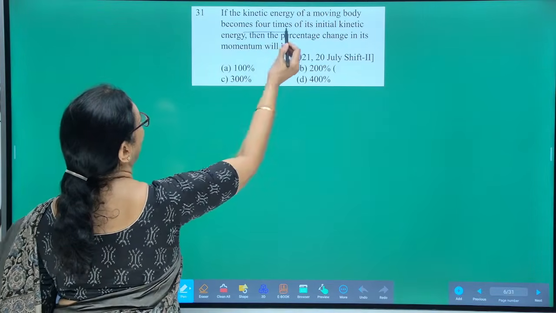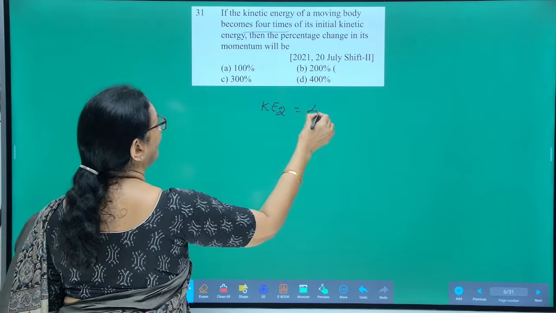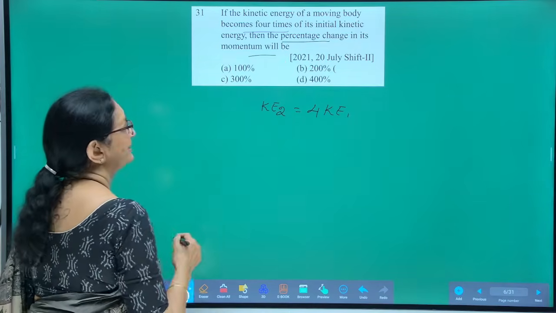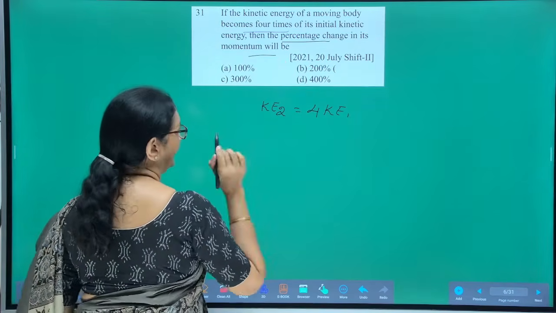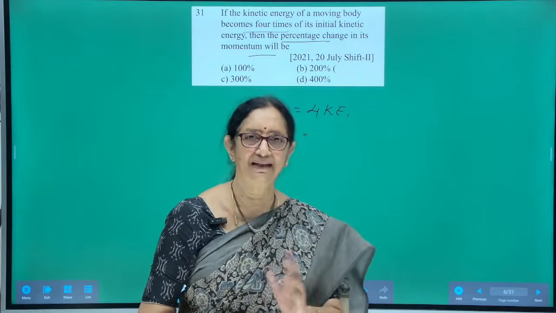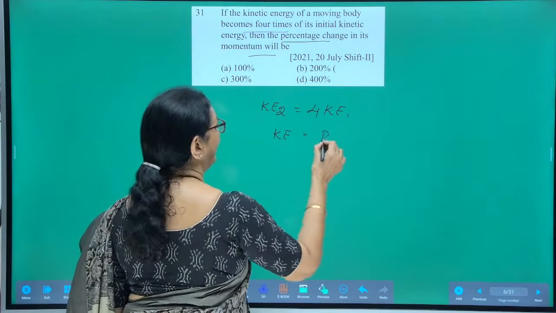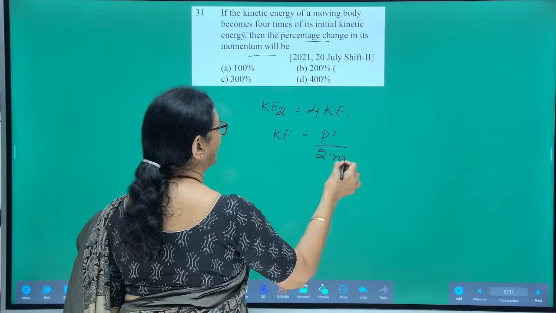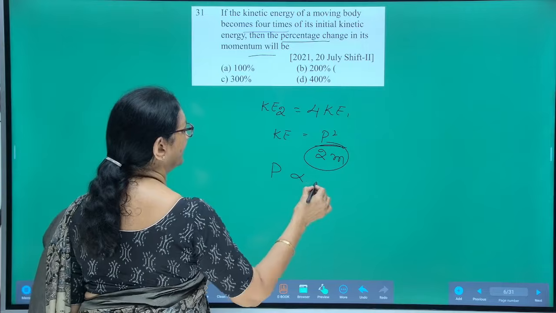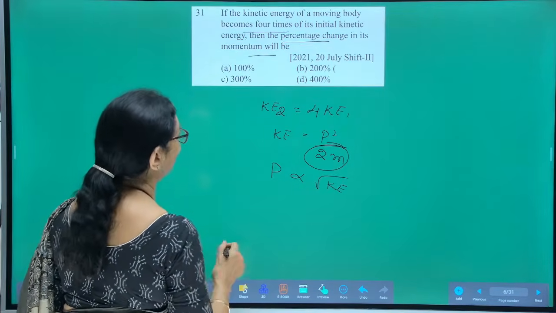The kinetic energy of a body becomes 4 times, that is, KE2 is 4 times its initial KE. Then what is the percentage change in its momentum? Here, just now in the previous problem we have seen the relation between KE and momentum. KE is equal to p squared by 2m. For the same body the mass is constant, so p is proportional to root of KE. So, what is asked? Percentage change in its momentum.